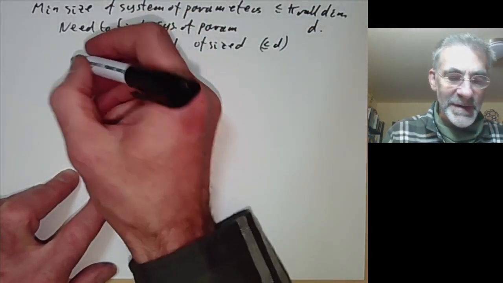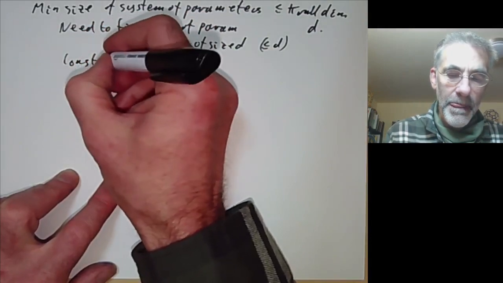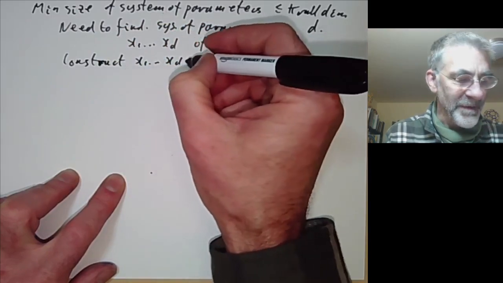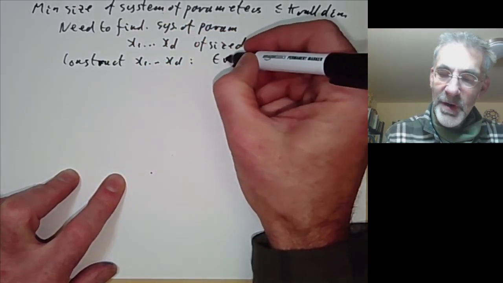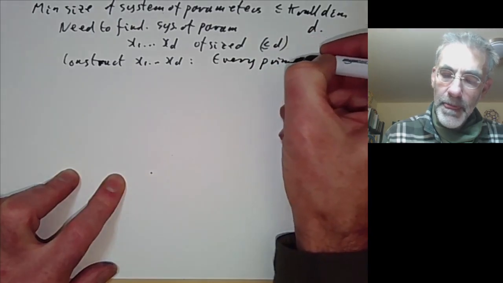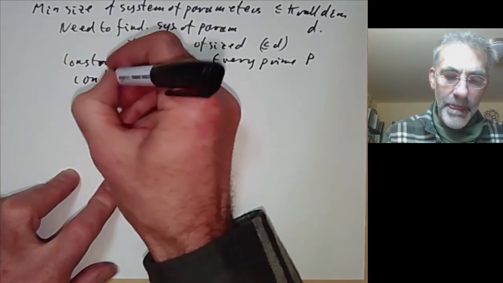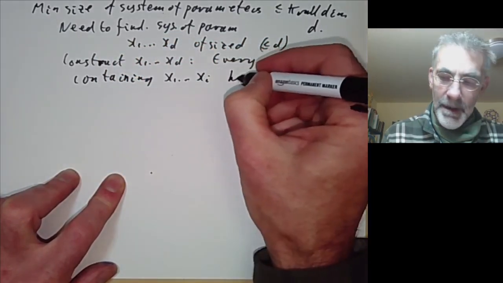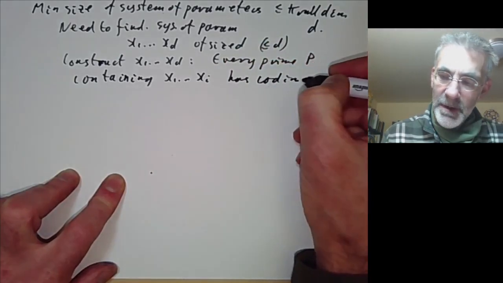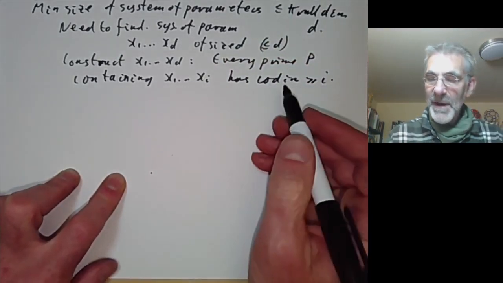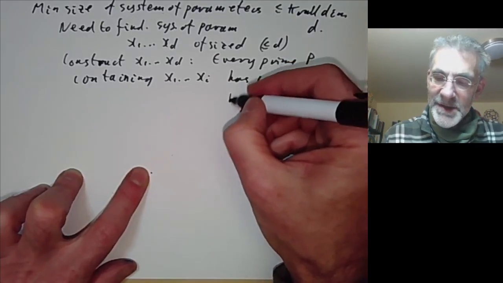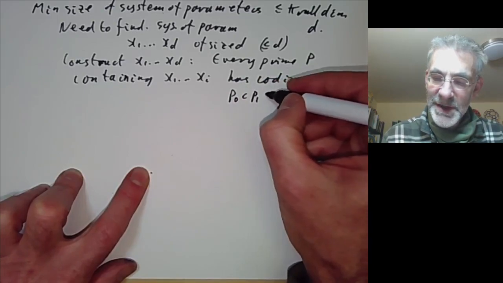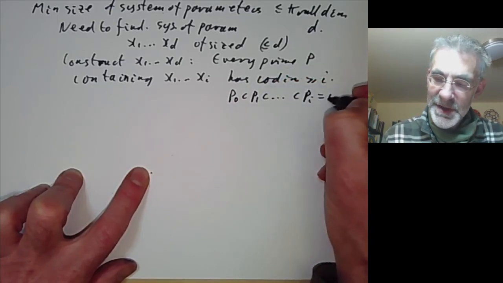And we're going to construct this as follows. We're going to construct x1 up to xd with the following property, that every prime P containing x1 up to xi has codimension greater than or equal to i. You remember the codimension of a prime is the largest length of a chain of proper inclusions, P0 contained in P1 up to Pi, which is equal to P.